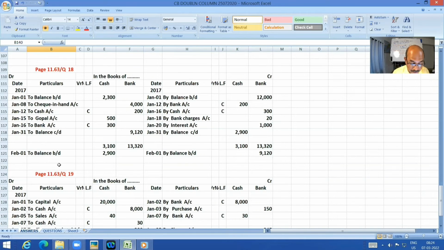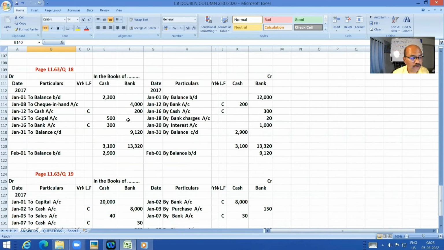Okay. Now, on Jan 8th, deposit the above cheque into bank. For that, what was the physical amount of the cheque? 4,000. So bank to cheque in hand 4,000. Okay, fine. Next, bank to 200. Fine. That's the only thing you have to learn in this one. That's what I have taken.